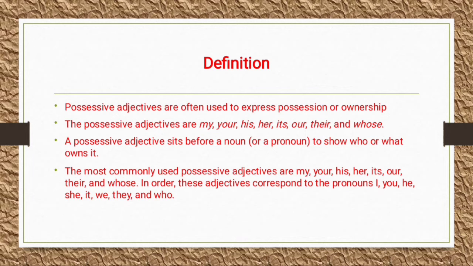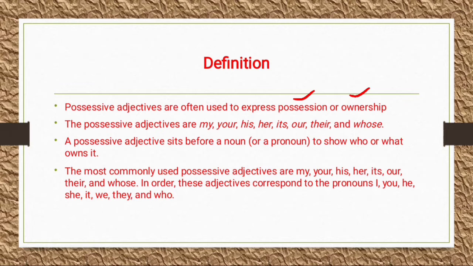And a point to be noted here is that in adjective the D letter is silent, so it is pronounced like "ajective", not "adjective". So possessive adjectives are often used to express possession or ownership. By its name you can easily guess that possessive means possession. It shows possession or ownership.